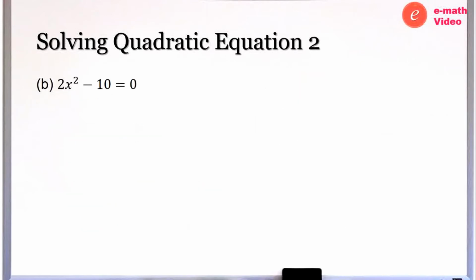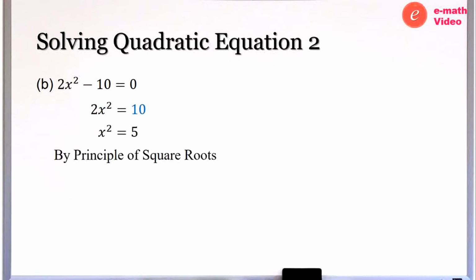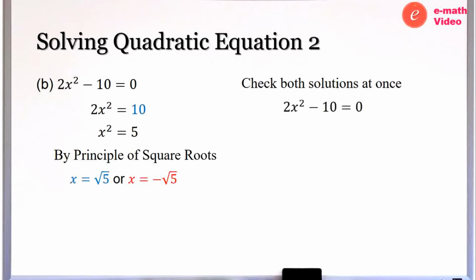Don't forget question B. We add 10 to both sides. Whole equation divided by 2. By principle of square roots, x equals positive square root 5 or negative square root 5. If you don't believe, we can check both solutions at once. We don't know whether our solutions are true or not, right? So we substitute plus minus square root 5 for x. Square and square roots cancel out each other, and we know that both results are 5 because square root of 5 times square root of 5 gives us 5.